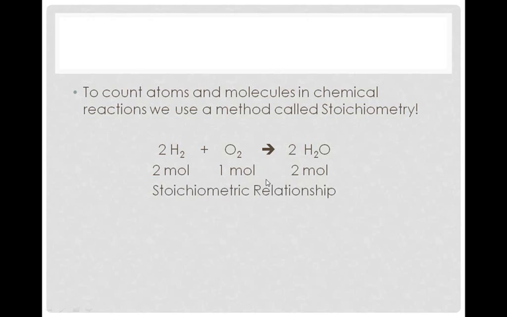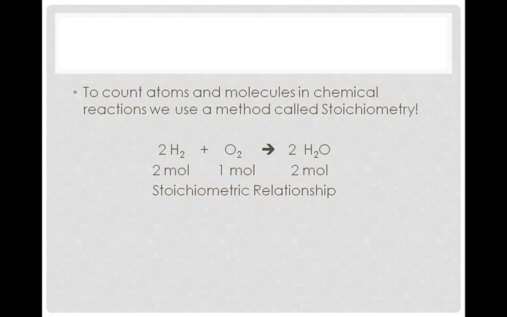The stoichiometric relationship for this reaction says that 1 mole of oxygen reacts with 2 moles of hydrogen, and you'll get 2 moles of water. So, in order for the entire 1 mole of oxygen to react, you must minimally need 2 moles of hydrogen, and you'll end up with 2 moles of water. This is the stoichiometric relationship for this reaction.